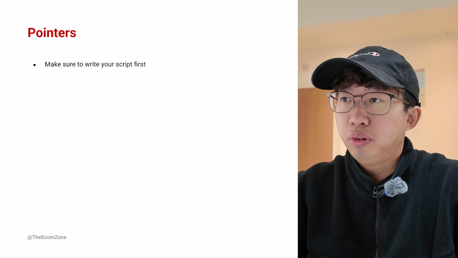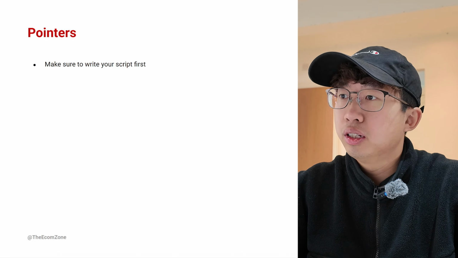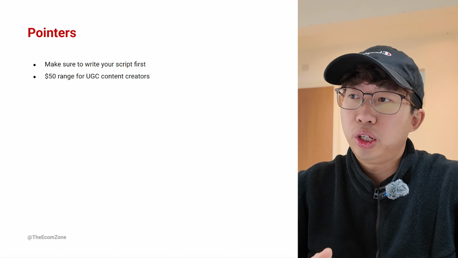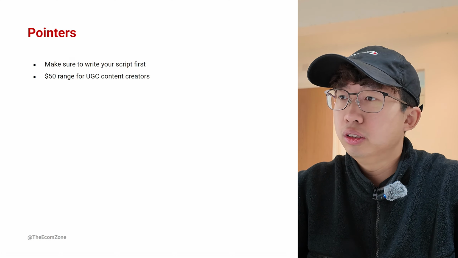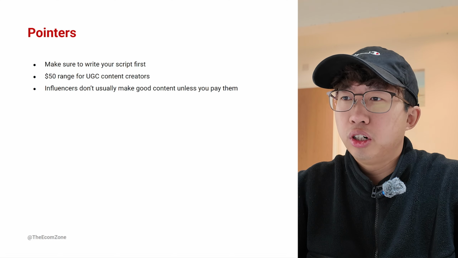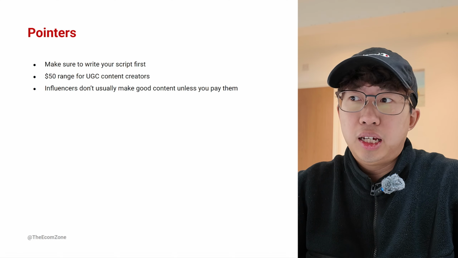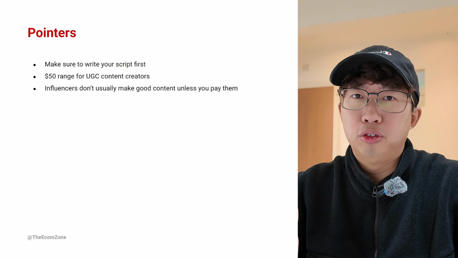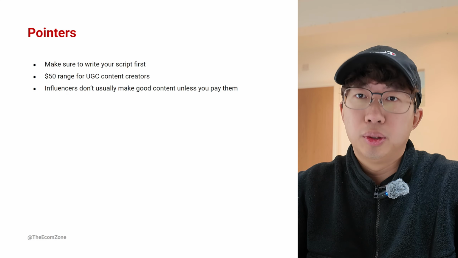So pointers. Make sure to write your scripts first before sending them off to your creators. And as I mentioned before, stick to like the $50 to $100 range for each UGC content creator. Influencers don't usually make good content unless you pay them. And that's why the videos that they make for you aren't really for your ad creatives, but for more organic reach and for your website.